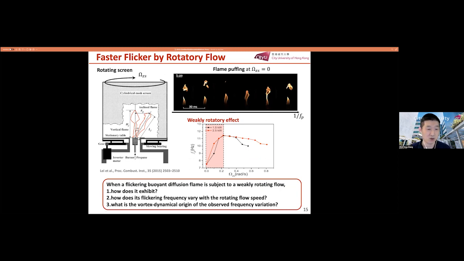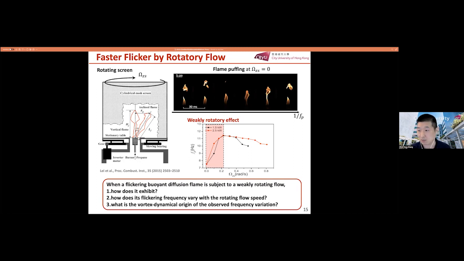Okay, so then the question is, what about if we introduce some external disturbance? Because I said we treat the flame as an oscillator. So this is a common study when you study the dynamics of an oscillator, and you have a forcing, the disturbance or whatever, to see how this oscillator responds to the external disturbance. So this is one reason for studying this.